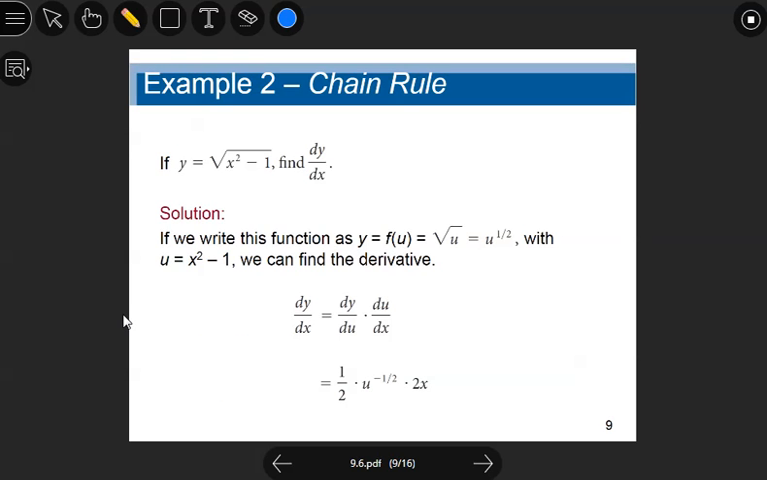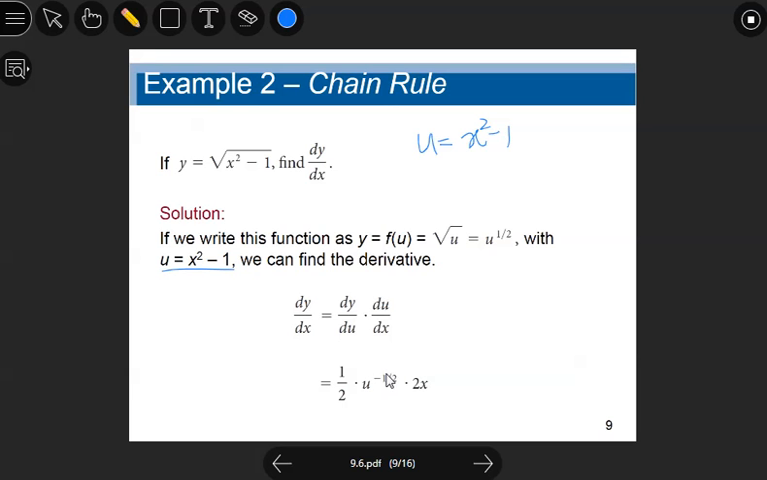So now let's look at this example. y is given like this: y is equal to the square root of x squared minus 1. Then you need to find the derivative of y with respect to x. So first you need to make a substitution. Here you have to take u is equal to x squared minus 1. So you can see it here.